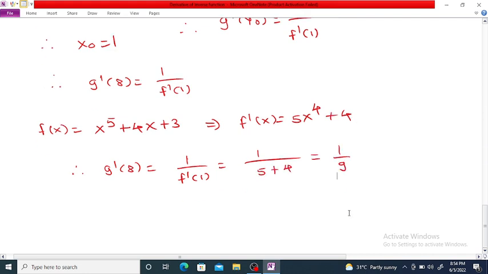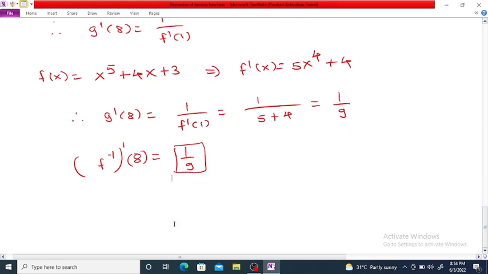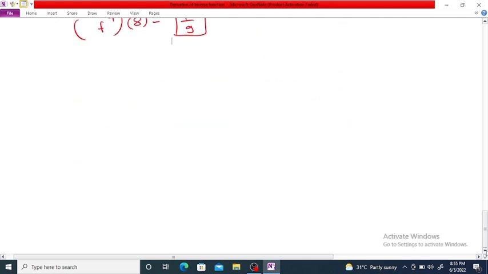And therefore the f inverse derivative at 8 is equal to 1 by 9. So without obtaining the inverse function, we obtain the inverse derivative at 8. So take one more example.